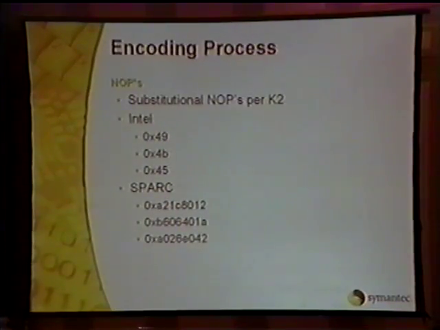Some of the substitutional no-ops, per K2, and also Drew helped him out on this as well, are here. For Intel we have 49, 4B, 45, and we'll see those in the TCPDumps that I have. And there's some for Sparc. This can run on several different platforms, so we're not just Intel based here.